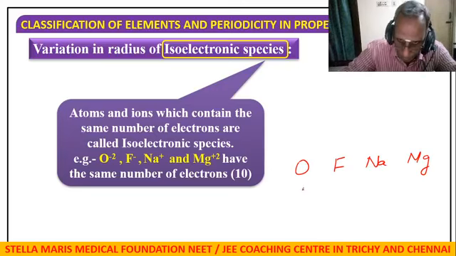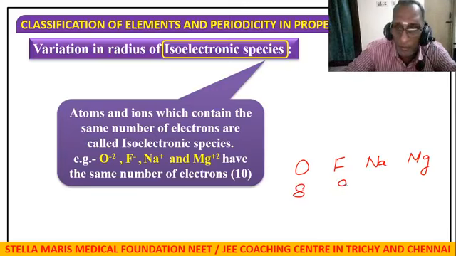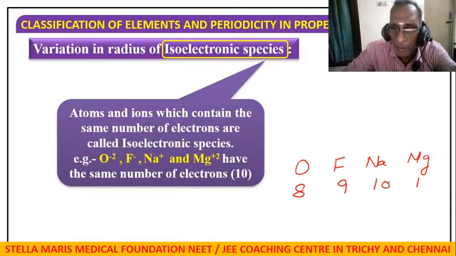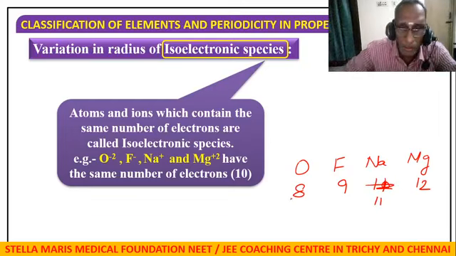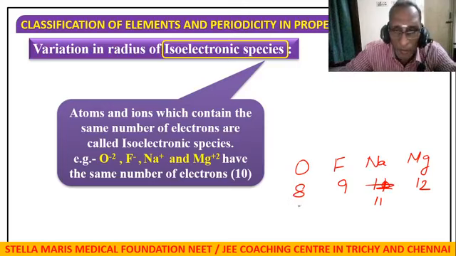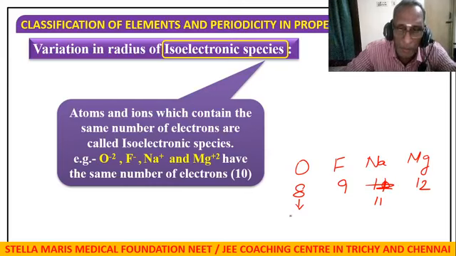But atomic number 8, 9, 10, 8, 9, 11. This one, it is not 10, it is 11, then 12. Now, this 8, what does it mean? In the second chapter, we have studied about atomic number. Atomic number means number of protons or number of electrons.